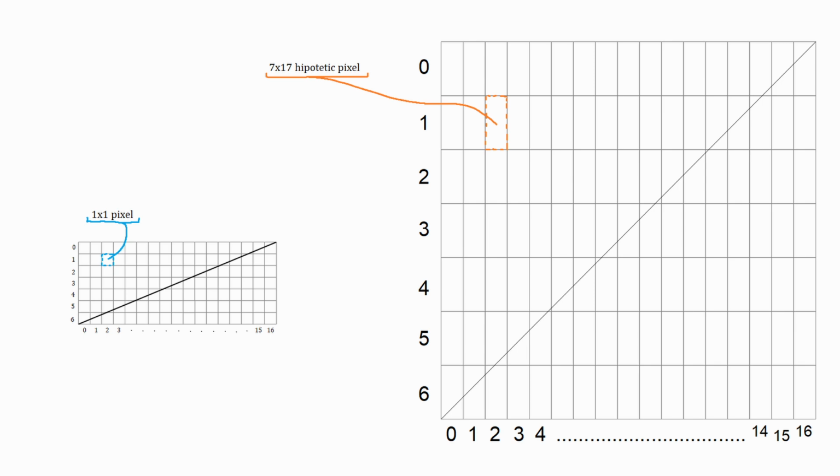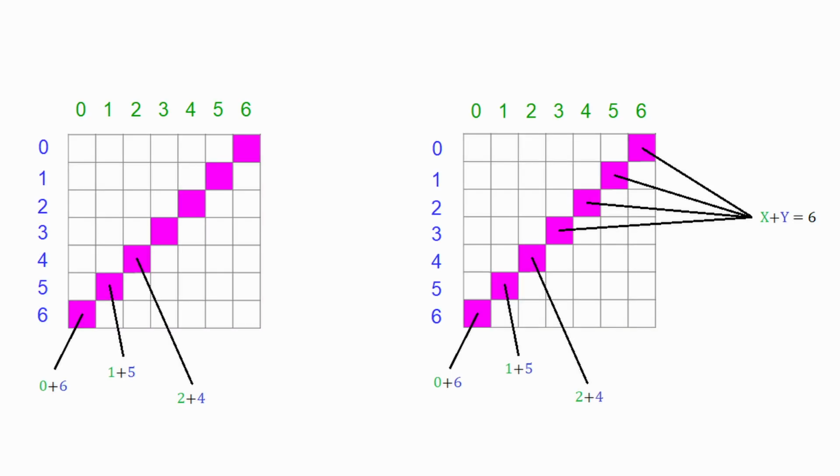The pixels of this new area have been stretched. I call them hypothetical pixels. And now they measure 7 by 17 instead of 1 by 1. They measure the same as the original area rotated 90 degrees. In a square, the pixels that go corner to corner, slope equals -1, have the particularity that the sum of their x and y coordinates is constant. A pixel xy belongs to the line in a square if x plus y equals constant.